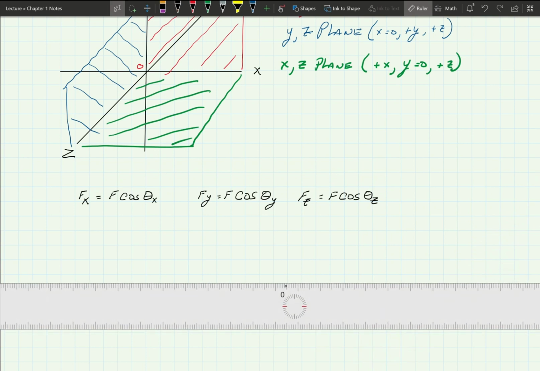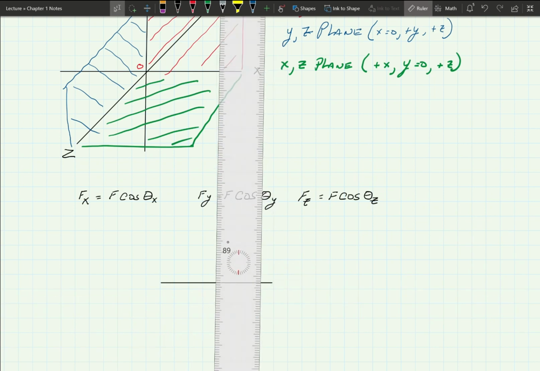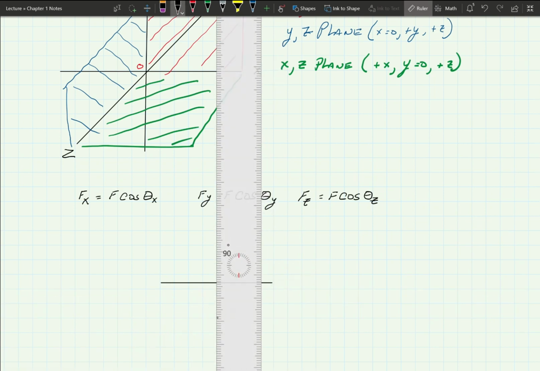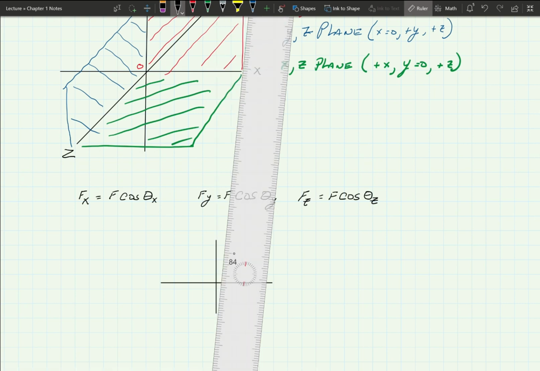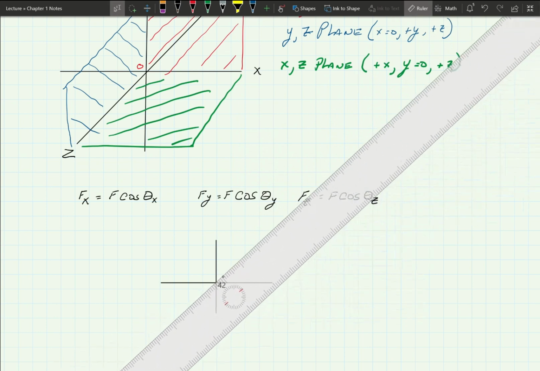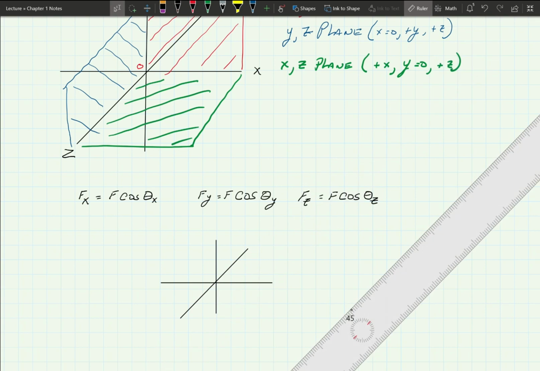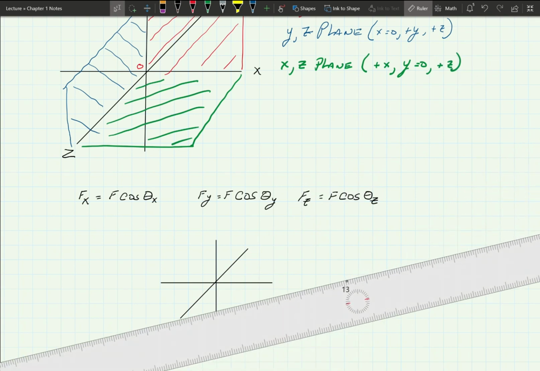coordinate system on the chart. Let's do that. 90 degrees, please. There, and we're going to come out at a 45, and they're always drawn at a 45 to each other. So basically all planes come out at 90 degrees.